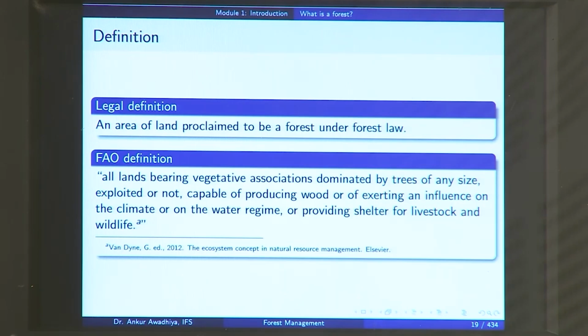So, when we talk about a legal definition, we are not talking about trees, we are not talking about animals, we are only concerned about whether this land has been proclaimed to be a forest under a forest law.